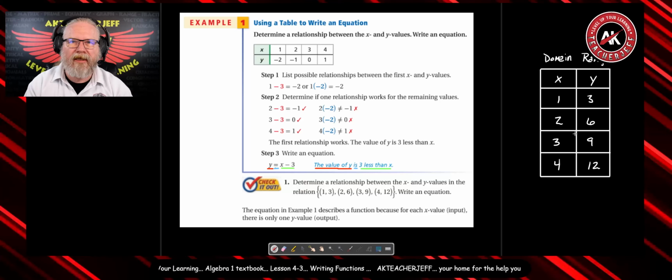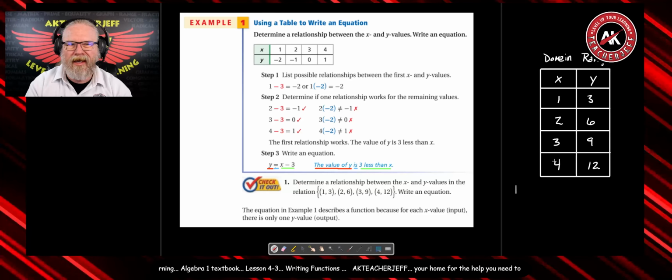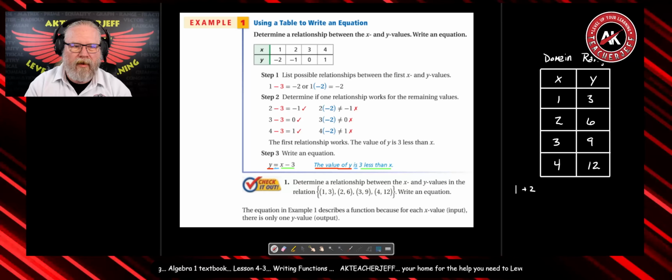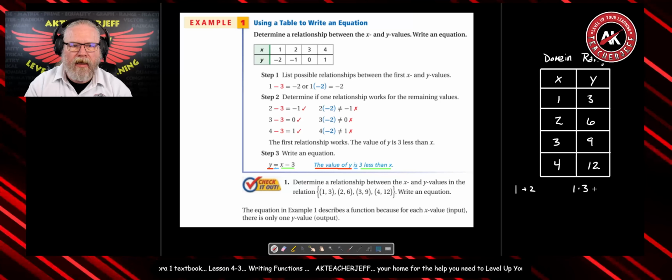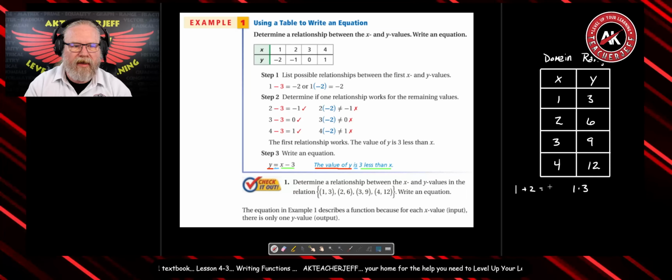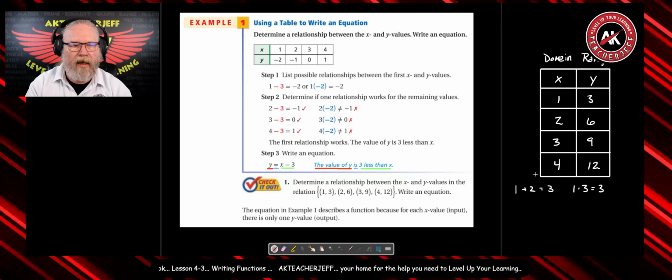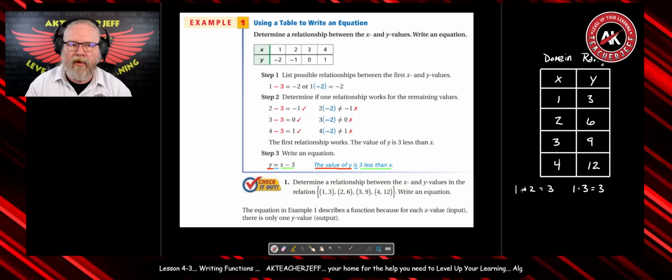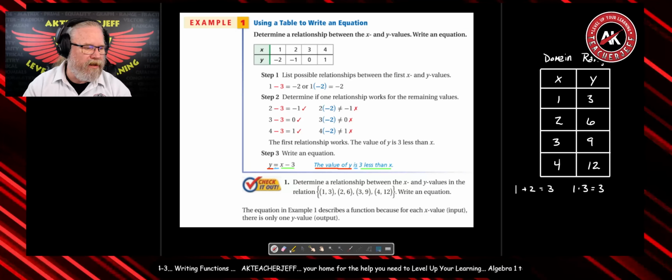So start thinking of relationships that we could use to get from one to the other. So we could do 1 to get to 3, add 2. And another possibility would be 1 times 3, and that would also equal 3. Both of these equal 3. So we have a couple of possible rules to get from 1 to 3. One rule is to add 2. The other rule is to multiply by 3. Now we need to check out the rest of them.